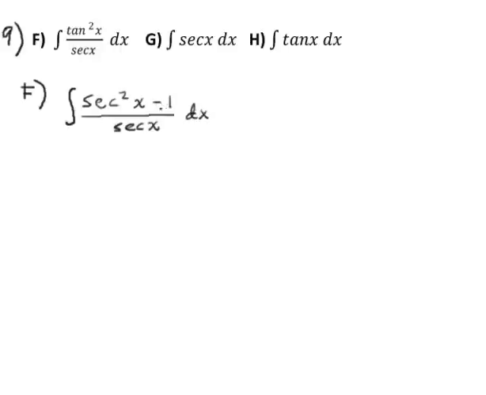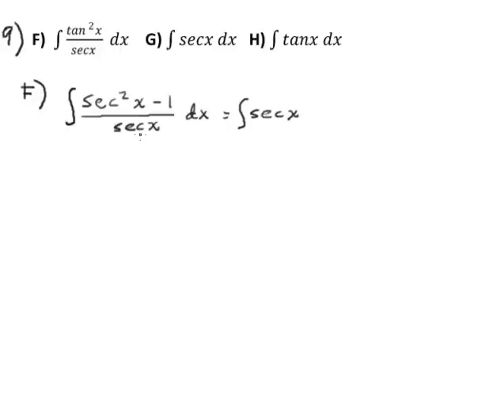So now we have 2 terms in the numerator and only 1 term in the denominator. When we have only 1 term in the denominator, sometimes we can divide and split up the integral. In this case, that would give us something that we can integrate. Do the division this way, and we get secant x. Do the division this way, and we have 1 over secant x.